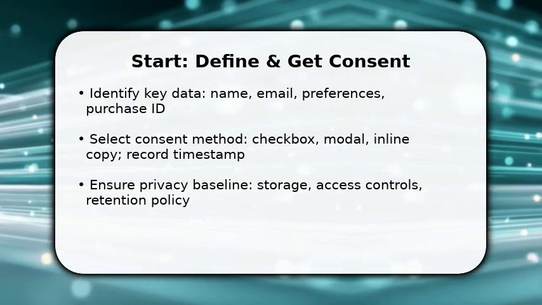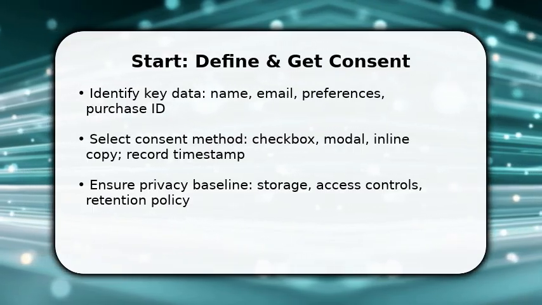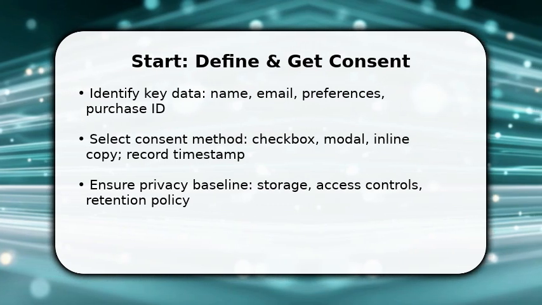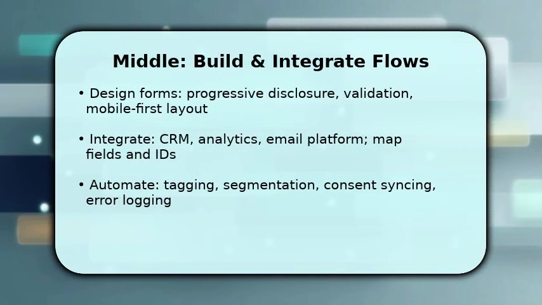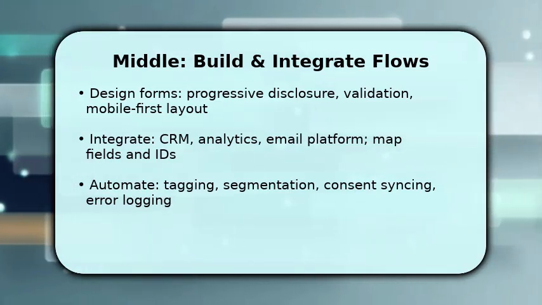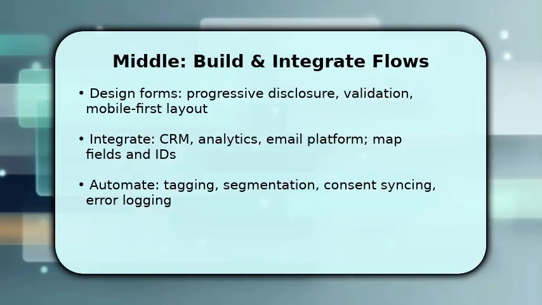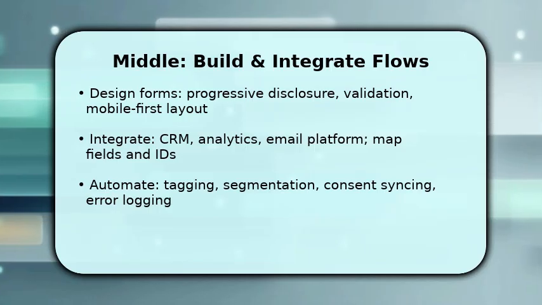These first steps prevent rework and legal problems later, so do them deliberately and document your decisions as you implement the form. Next, you create the data flow. Start with lean forms using progressive disclosure and client-side validation to reduce friction. This improves completion rates. Then map each field to your CRM and analytics platform, assigning stable IDs to prevent mismatches.